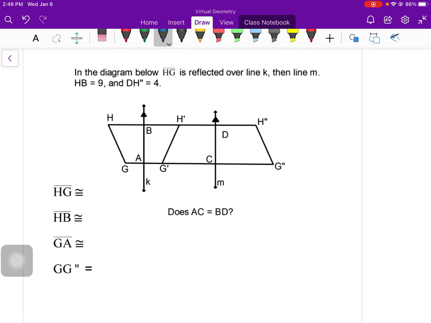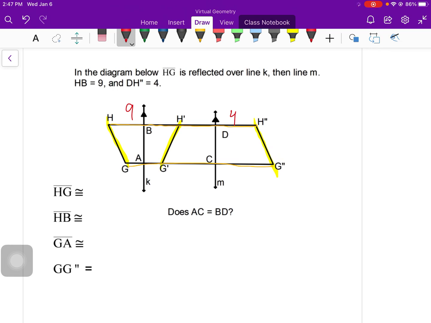All right, so we've got a diagram where it looks very, very complicated. We just reflected segment HG over line K to get H prime G prime. We reflected H prime G prime over line M to get H double prime G double prime. And then to make the picture confusing, we just connected all the dots. Okay, so that's what we're looking at. So in the diagram below, that's what happened. And then HB is 9, and then DH double prime is 4. We want to find all these different pieces.